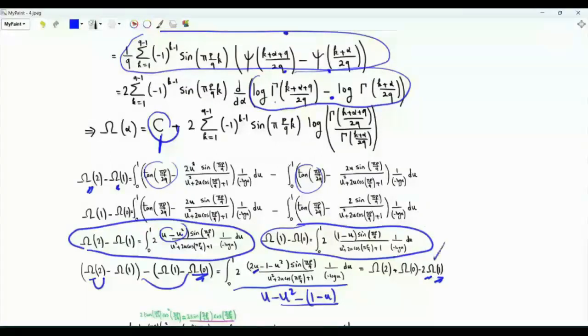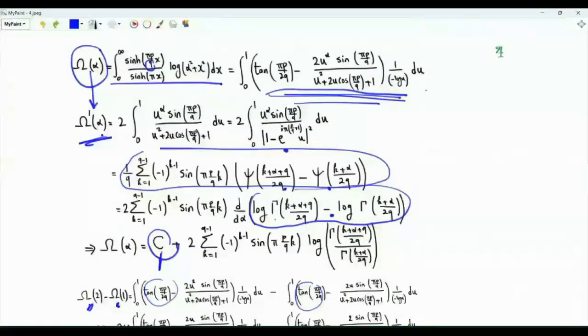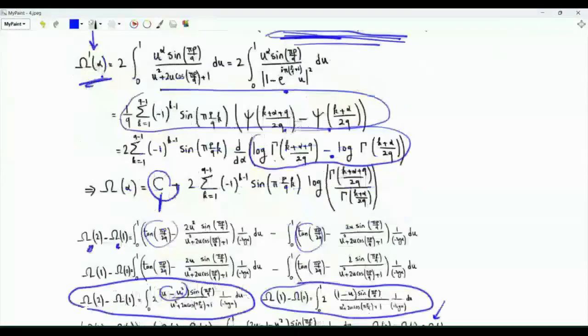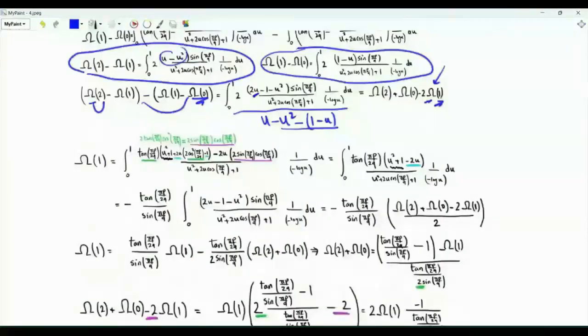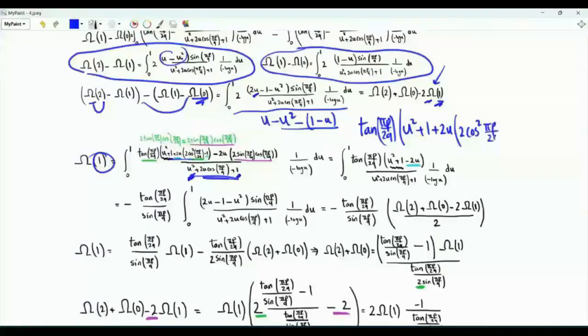What will help us achieve this goal is omega of 1. To study omega of 1, set this alpha equal to 1, and then combine these two terms. We have tan pi p over 2q multiplied by the denominator. Tan pi p over 2q is multiplied by u squared plus 1 plus 2u times this cosine, which can be written as 2 cosine squared pi p over 2q minus 1. Then we have minus 2u sine pi p over q, which is written as 2 sine pi p over 2q cosine pi p over 2q.